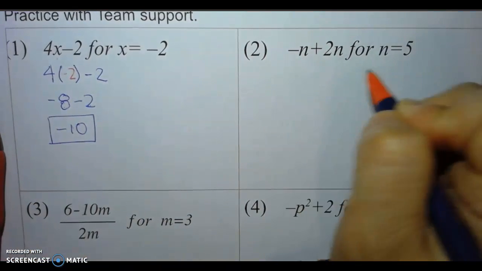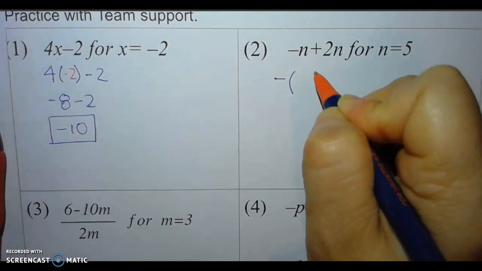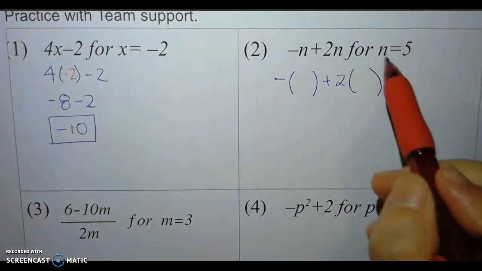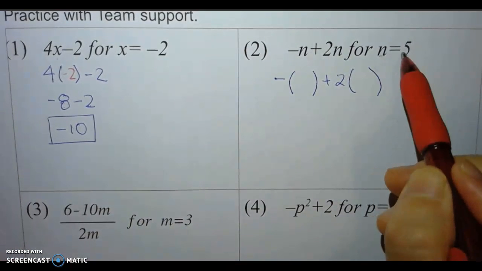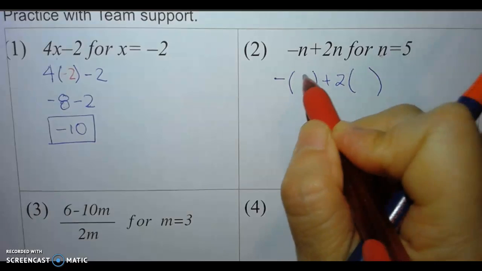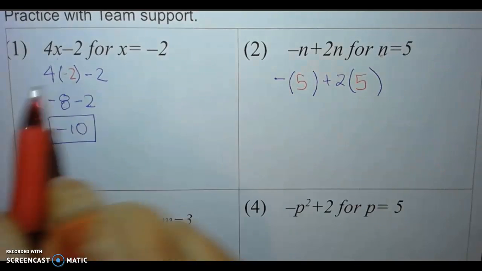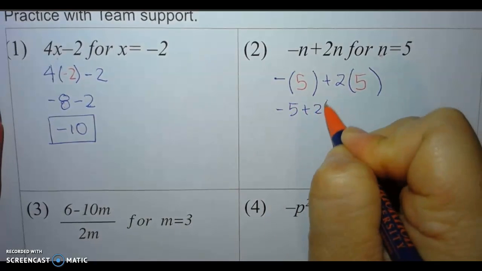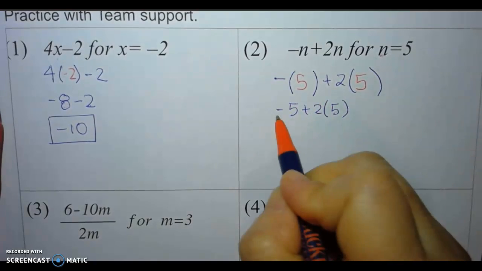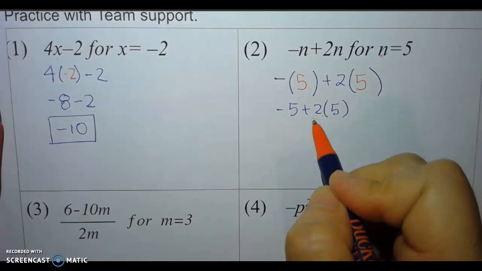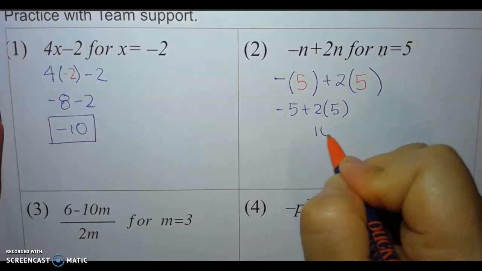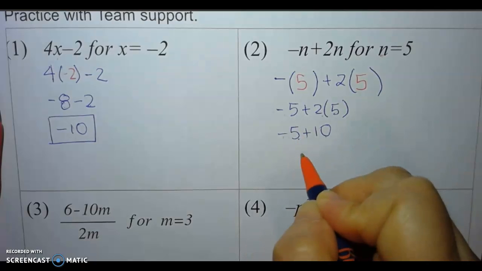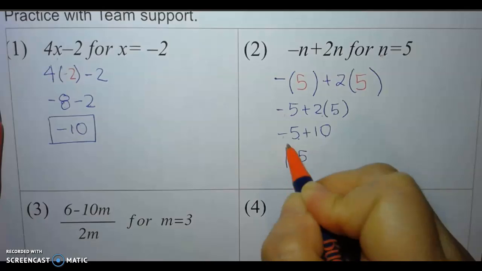What about the next one? Okay, instead of writing n, I'm going to replace it with parentheses, and because n and 5 have exactly the same value, I am going to replace it with 5. So that just becomes negative 5 plus 2 times 5. Again, multiplication is before addition and subtraction. 2 times 5 is 10 plus negative 5. Negative 5 plus 10 is positive 5.